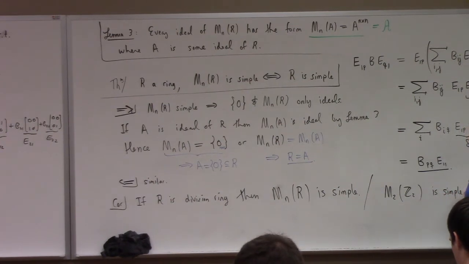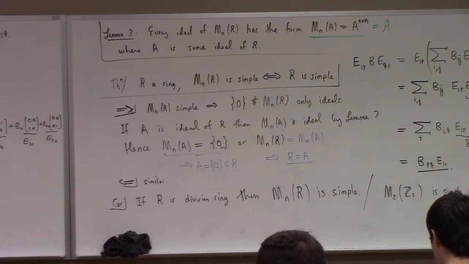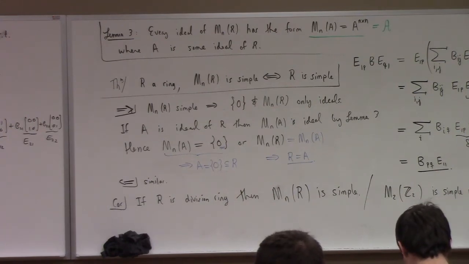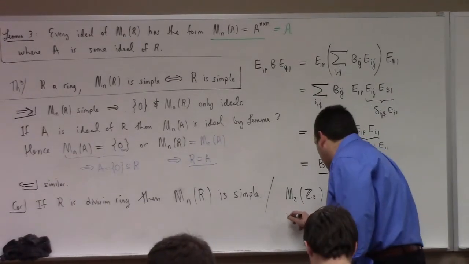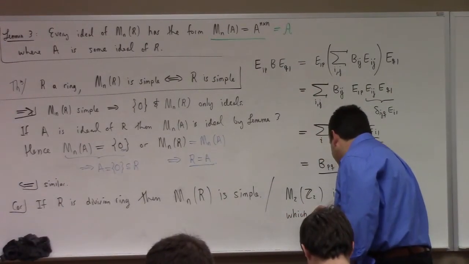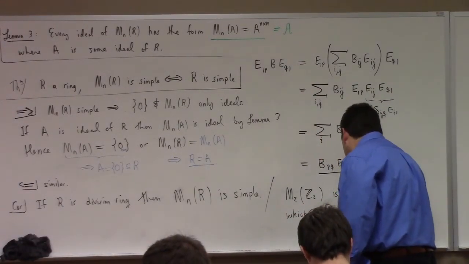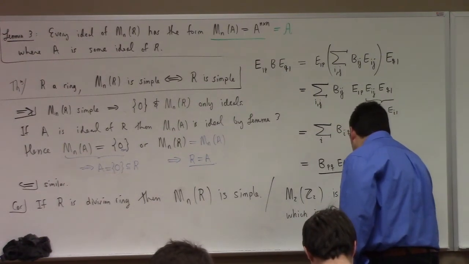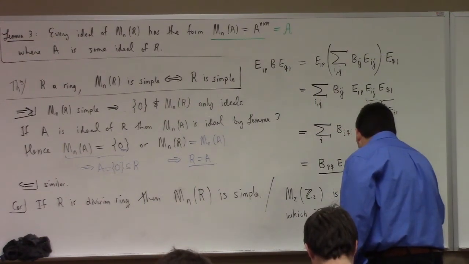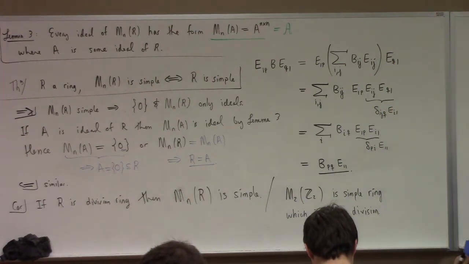Which is what? It's a simple ring which is not a division ring, because there are elements in M2(Z2) which are not invertible and yet are non-zero. So this is a simple ring which is not a division ring. In fact, he claims it's the smallest such example, although I did not see the proof of that. But maybe it's obvious, I don't know.